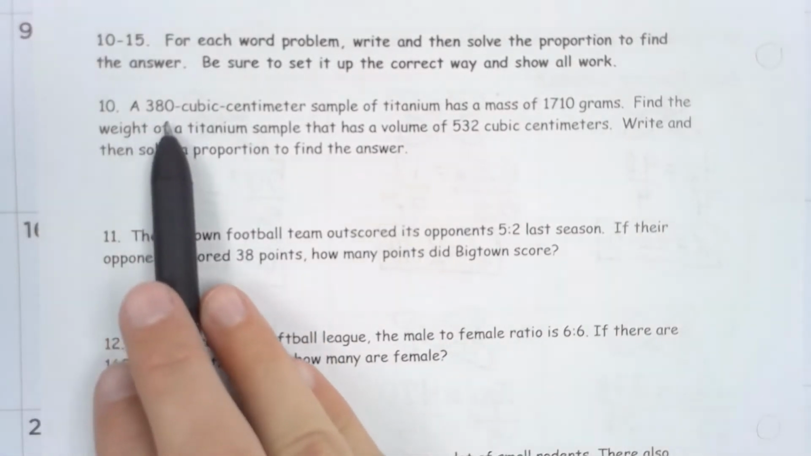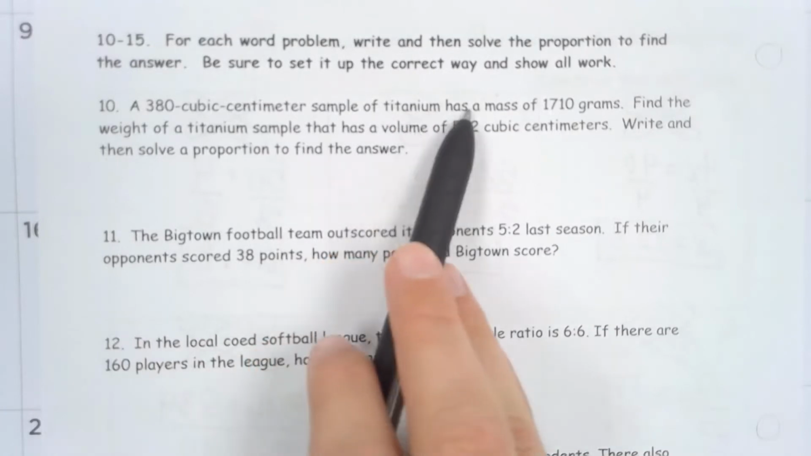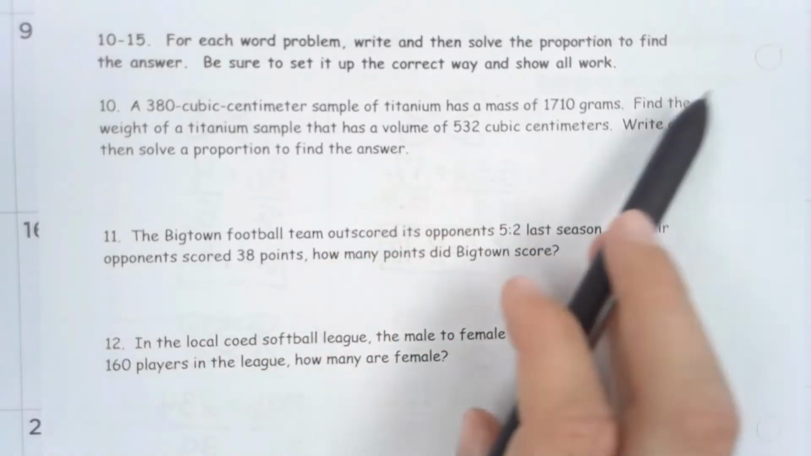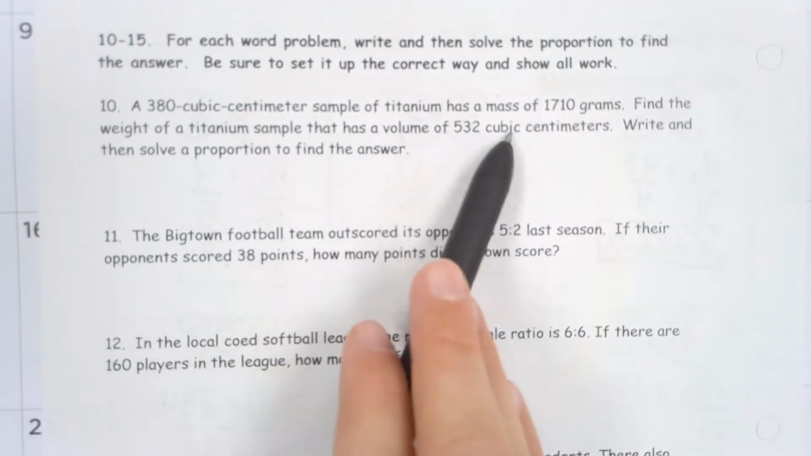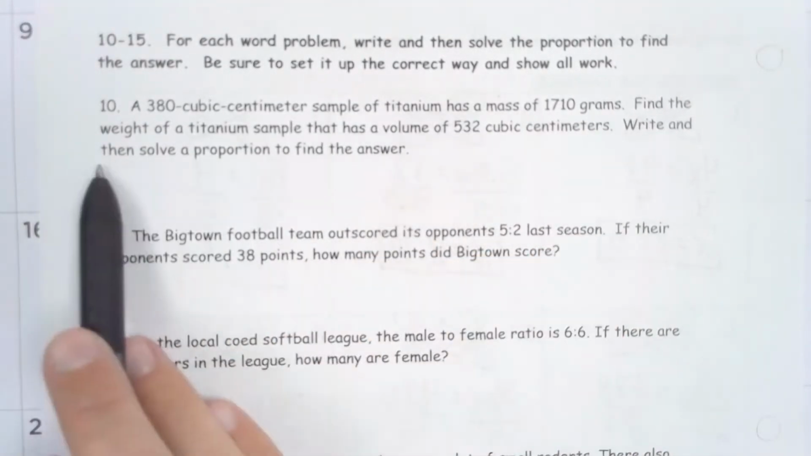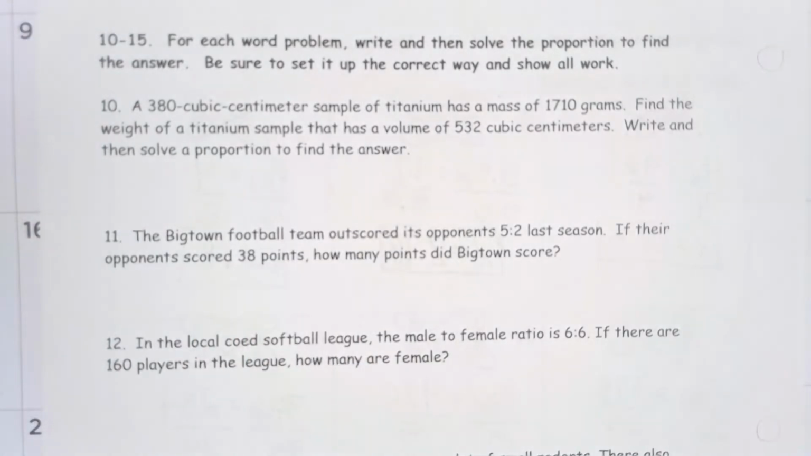So a 380 cubic centimeter sample of titanium has a mass of 1,710 grams. Find the weight of a titanium sample that has a volume of 532 cubic centimeters. Write and then solve a proportion to find the answer.